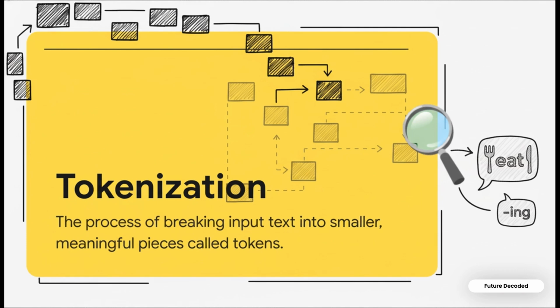First, it has to use a process called tokenization. This breaks our sentences down into smaller, meaningful chunks called tokens. So a word like eating might get split into two tokens, the root word eat and the suffix ing. This helps the model really get a handle on the underlying grammar.